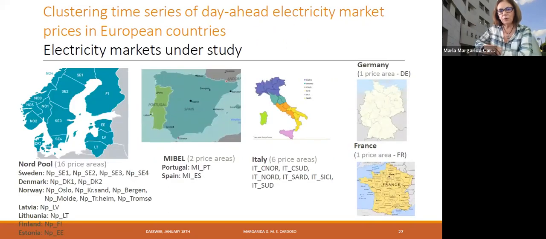Just a quick view on the markets which are being considered. As we see here, the Nord Pool market consists of 16 price areas. Portugal and Spain form the Iberian market, and then Italy, one country, several regions, and Germany and France, one country, one region.